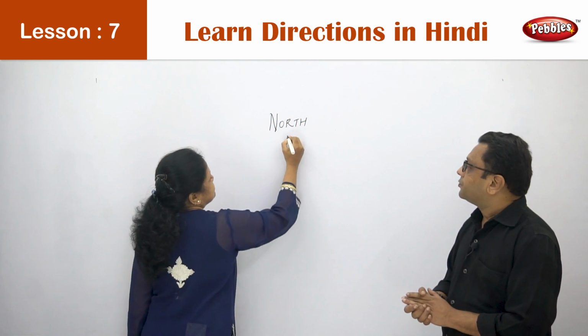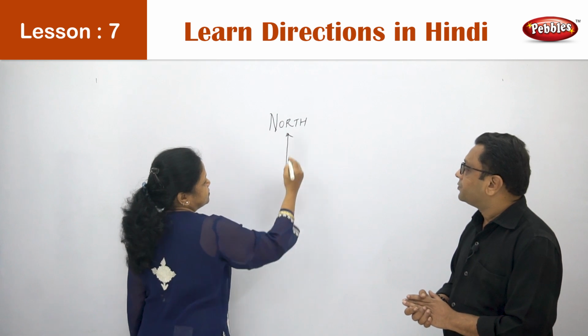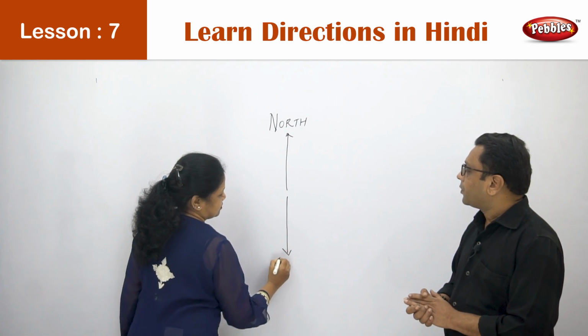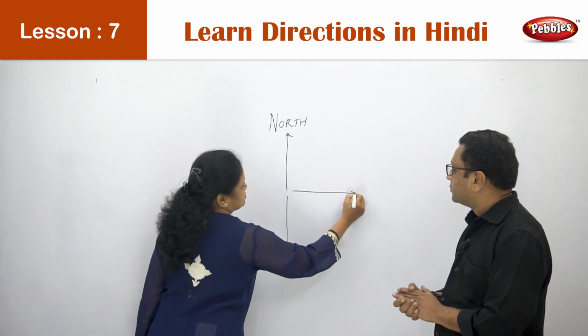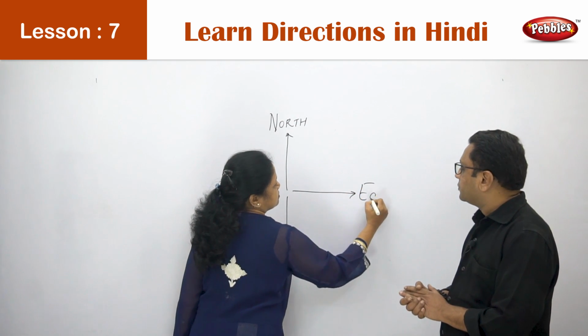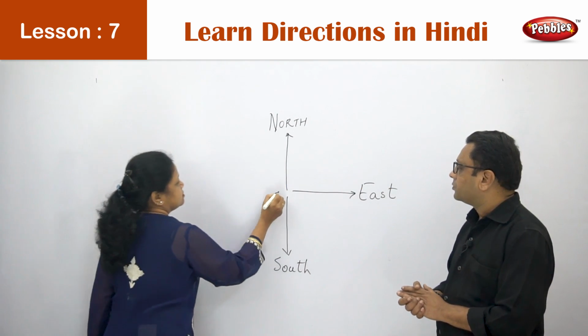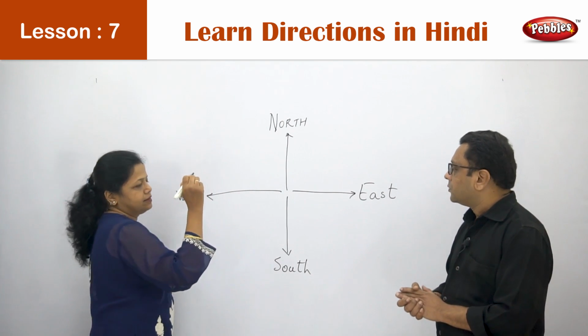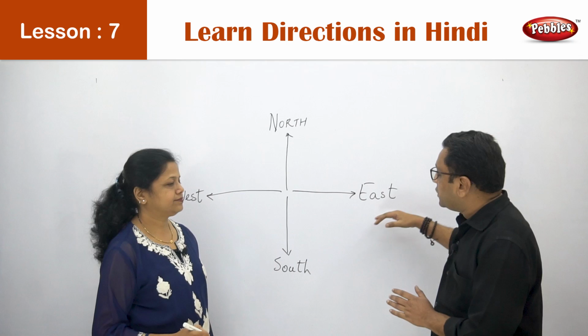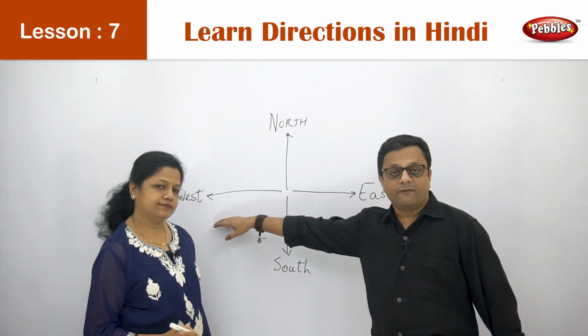So this is the north, south, east, west. So these are the north, east, south and west.